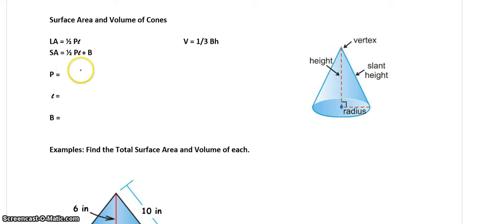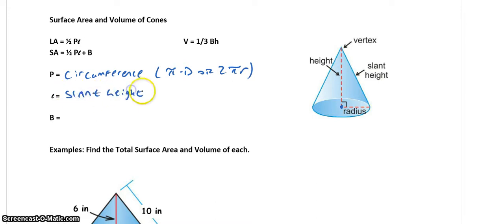So the only thing that changes now, this is still the perimeter, but now the perimeter is circumference, because we're dealing with the circle. So pi times diameter, or 2 pi r, however you like it. L is still my slant height. Slant height is on the outside of the cone. H is still the height on the inside of the cone. And B is the area of my base. But now the area is a circle, so it's pi r squared. So same formulas as before. The only difference is the bases we're dealing with are circles, so know the difference in the formulas.